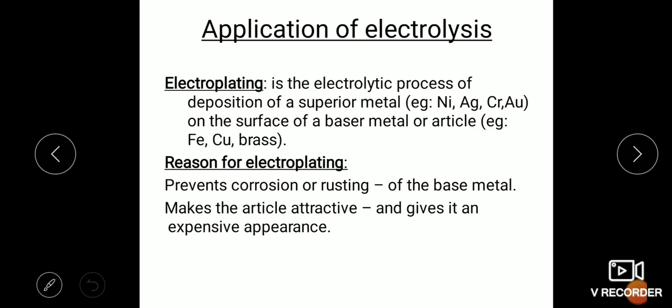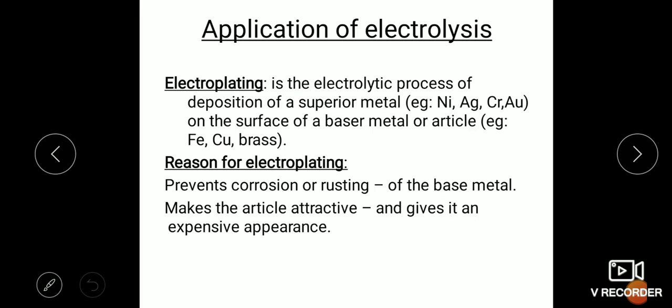So from this, in short, we can conclude that electroplating is the electrolytic process of depositing a superior metal like nickel, silver, chromium, gold on the surface of a base or lesser metal or article. Example, iron, copper, brass. If you have seen the artificial jewelry, it is either made up of copper or brass, and we electroplate them with silver or gold. Therefore, they are much cheaper and by the process of electroplating, the layer which is formed is quite stable.